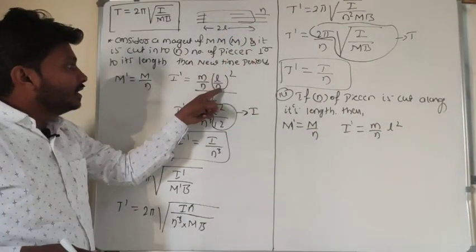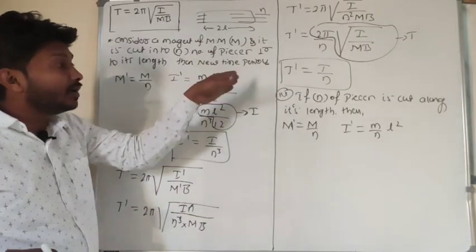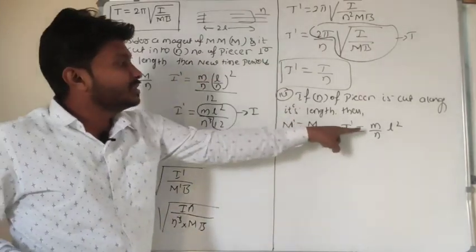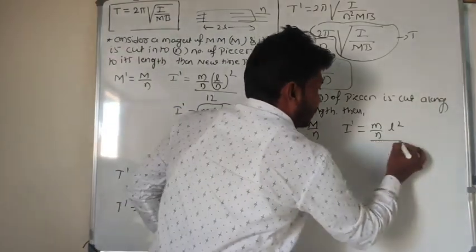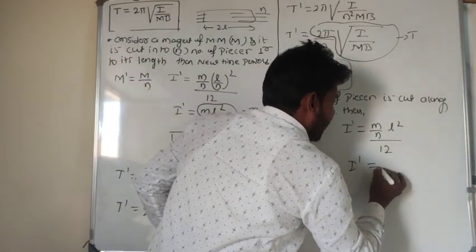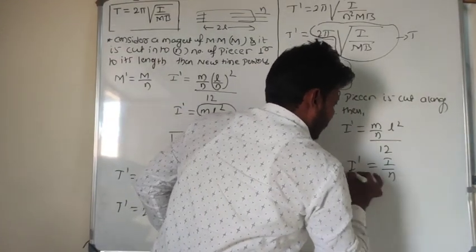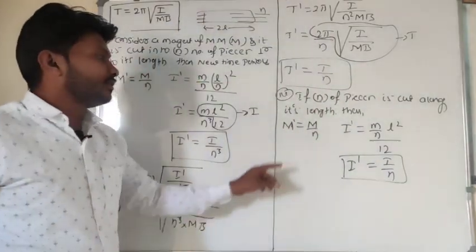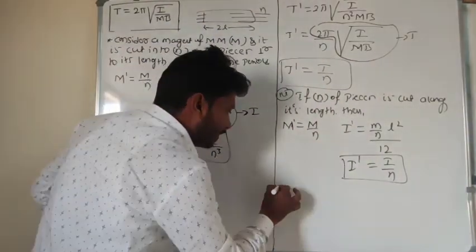Earlier I took it as L by n whole squared. Why? Because that was perpendicular to its length. Here, along its length means the length does not change. Divided by 12, so I dash equals I by n. I got the I dash value as well as the m dash value.